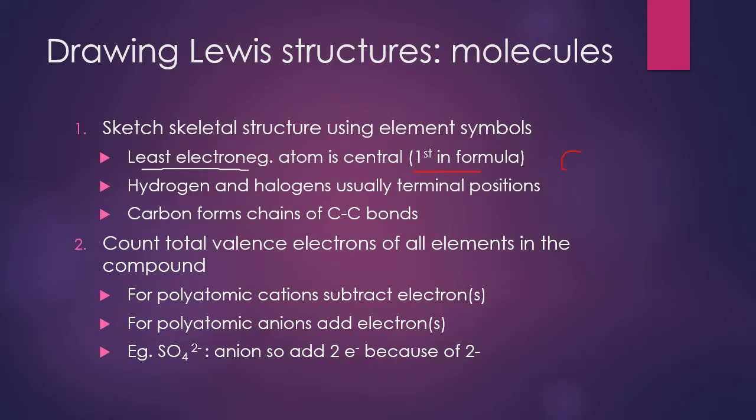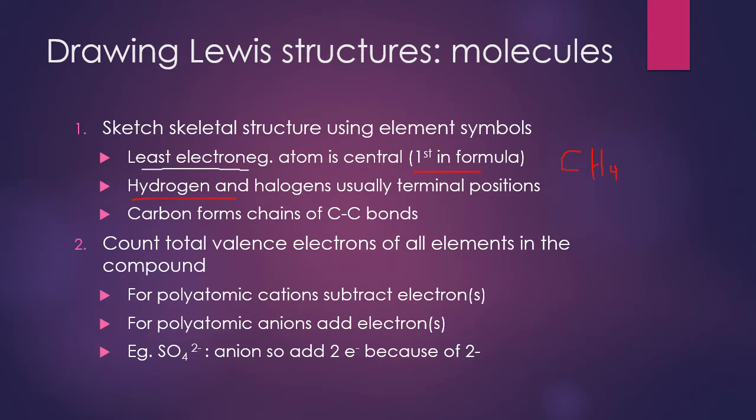For instance, if I were going to sketch out CH4, carbon would be my central atom. I would put the 4 hydrogens all around carbon. Why is carbon the central atom? Because it's first, but more importantly, because it's the least electronegative. And you can use your electronegativity tables to prove that.